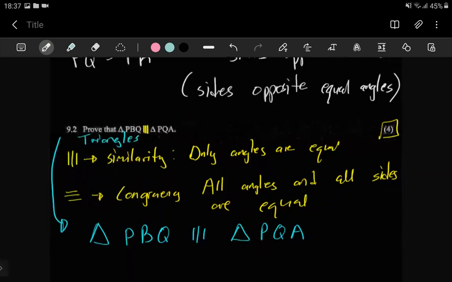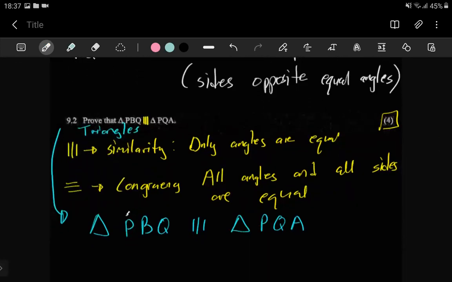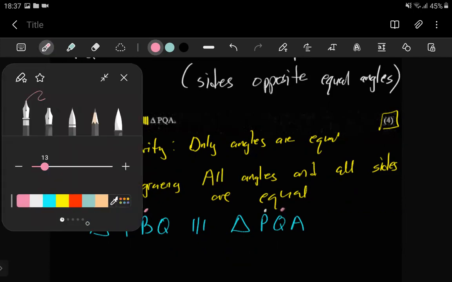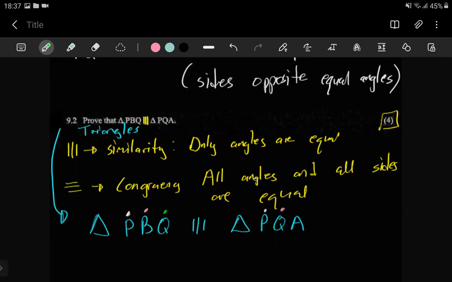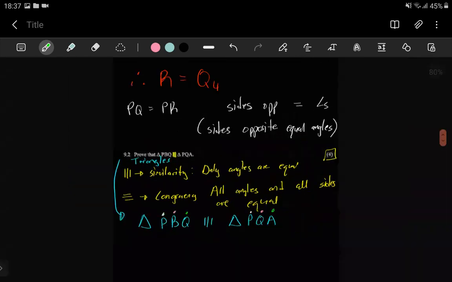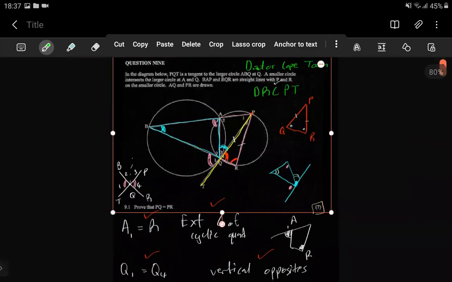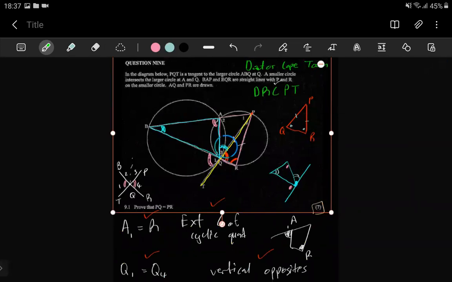Now, the question is also saying that the angle P here is equal to the P here. The angle B here is equal to the Q there. And lastly, the angle Q here is equal to the angle A there. What I mean is we're referring to this sketch. Remember, we have this sketch here.